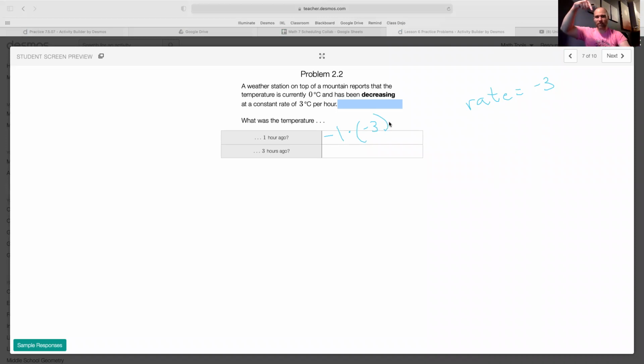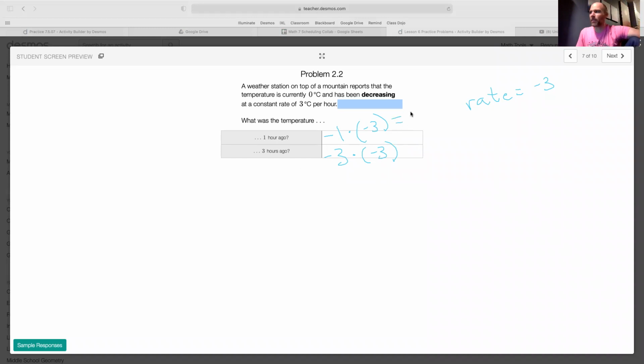The rate is -3 going down, but we want to go back in time, so we put that negative sign in front of there. So it's like let's go up 3 instead, because we're reversing things. And the same thing with 3 hours ago. We don't want to do 3 times -3, because that's 3 hours in the future, and it's going to go down 3, down 3, down 3. We're trying to pull back in time, so we're reversing time with that negative sign, so we can go up 3, up 3, up 3.